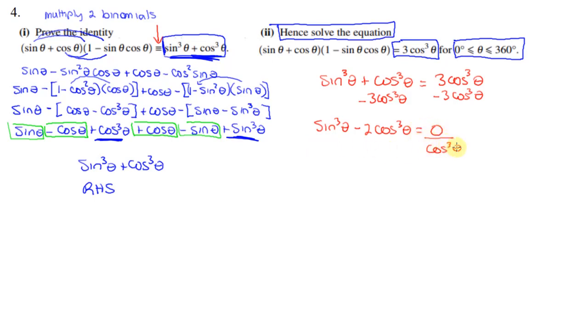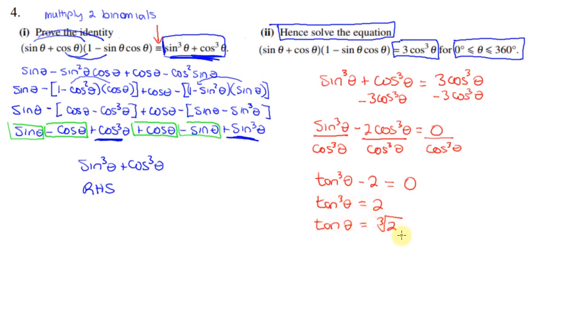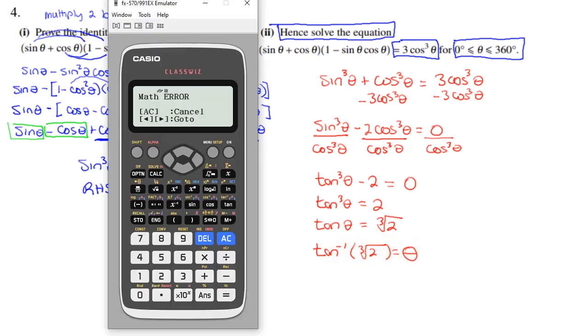Whenever I've got a situation where I just have cosines and sines, I'm going to divide by cosine. In this case, I'm going to divide everything by cosine to the third. That's going to give me tangent to the third minus 2 is equal to 0. And so now I'm going to get the tangent by itself by adding 2 to both sides and then cube rooting both sides. And so now I've got to take the inverse of tangent, and I'm going to go ahead and just leave it like this, the cube root of 2. In fact, I'm even going to put it in the calculator that way.